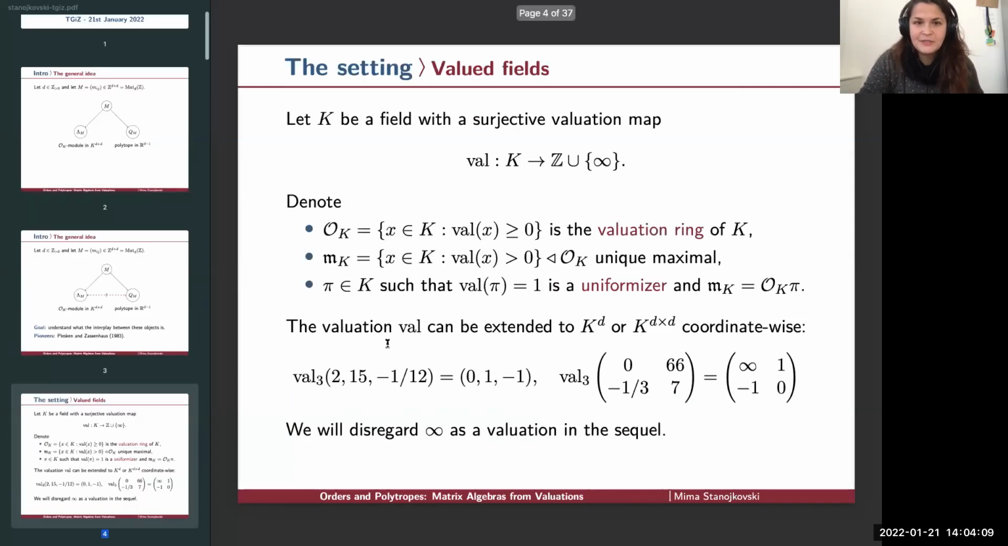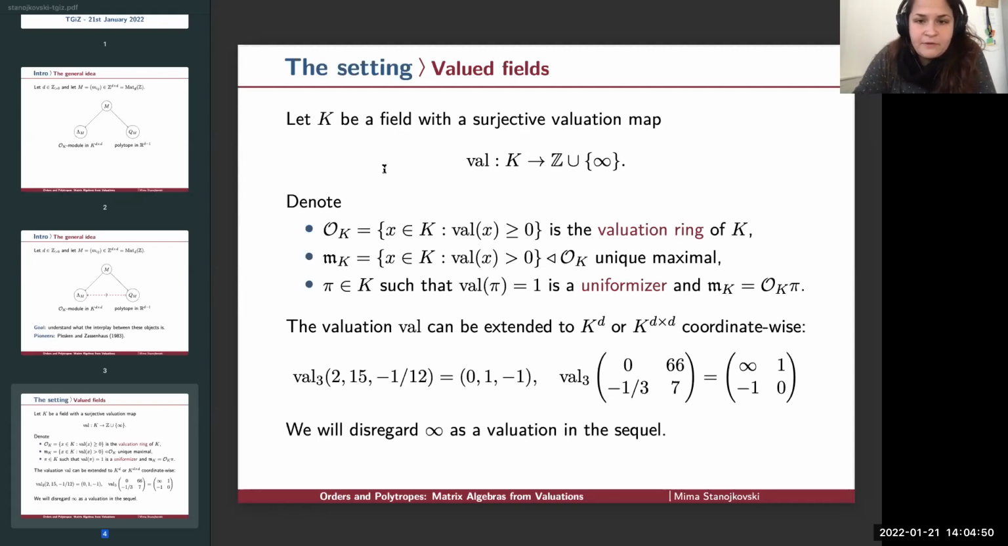Okay, very good. So here's the setting. K will be for us a field with a surjective valuation into the integers together with infinity. This is where we send 0. And then O_K will denote the valuation ring of K, which just consists of all the elements that have non-negative valuation. And this is a local ring with a unique maximal ideal consisting of the elements with positive valuation. And it is principal, generated by one element that we pick once and for all, which we denote by pi, the uniformizer.